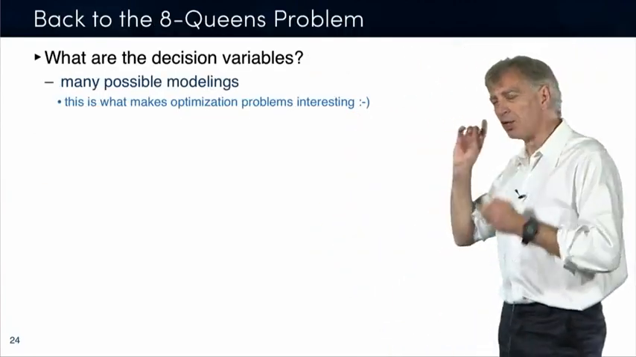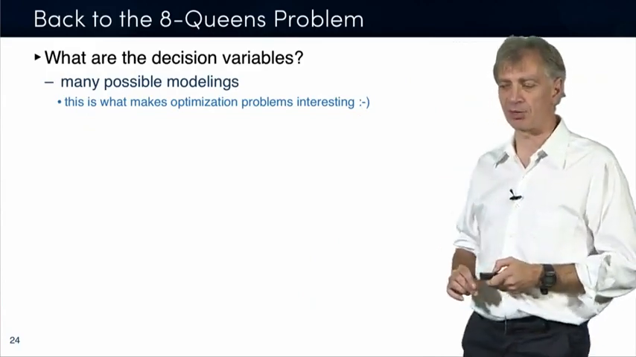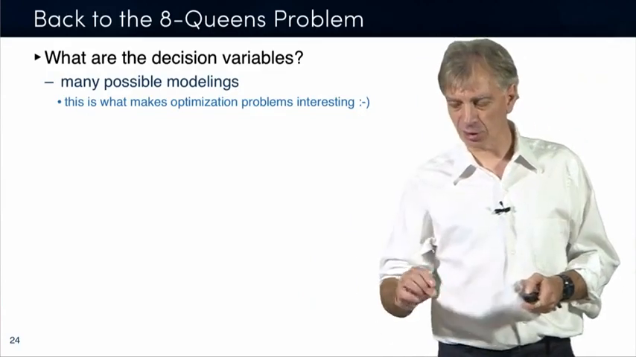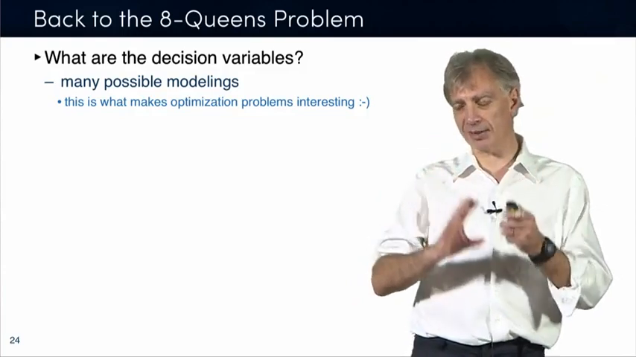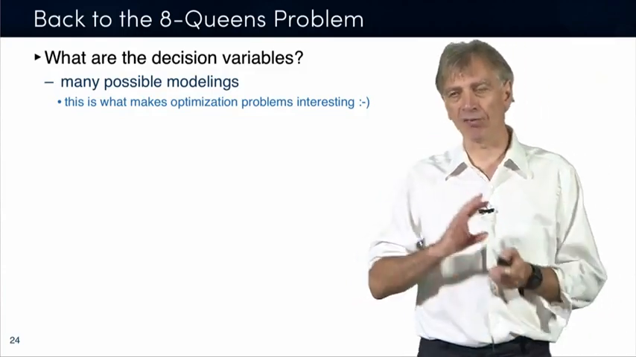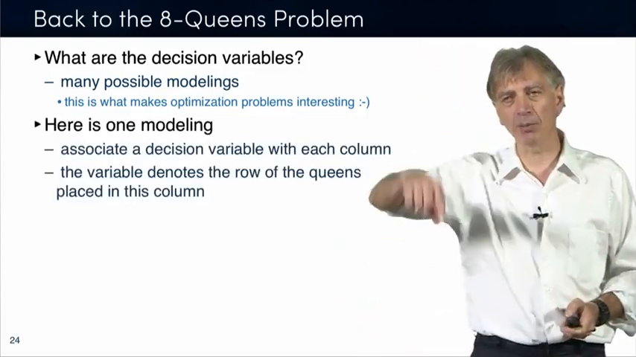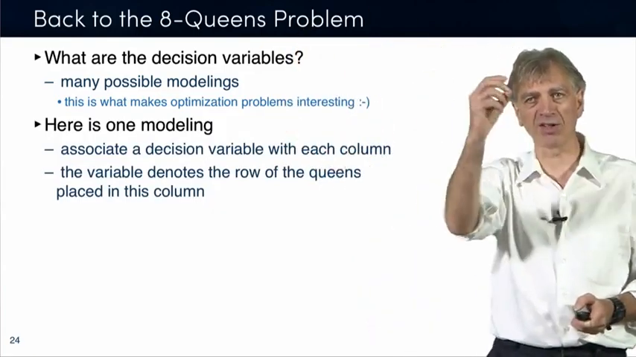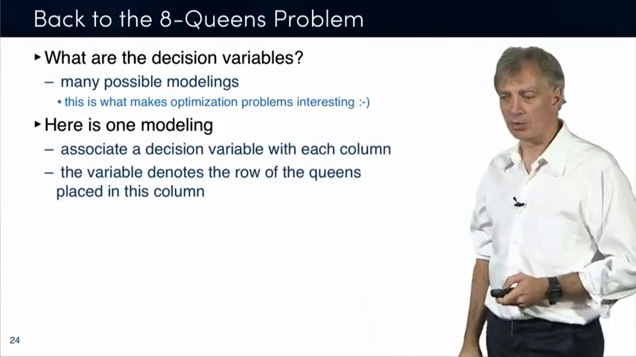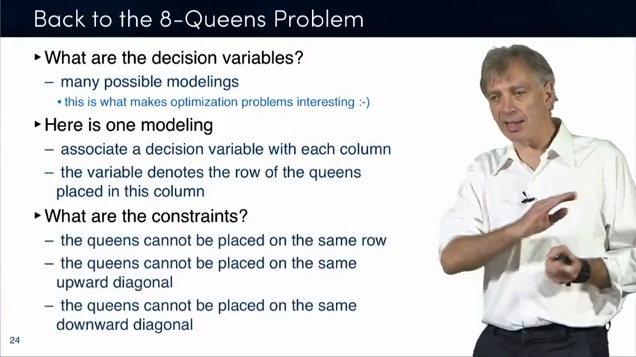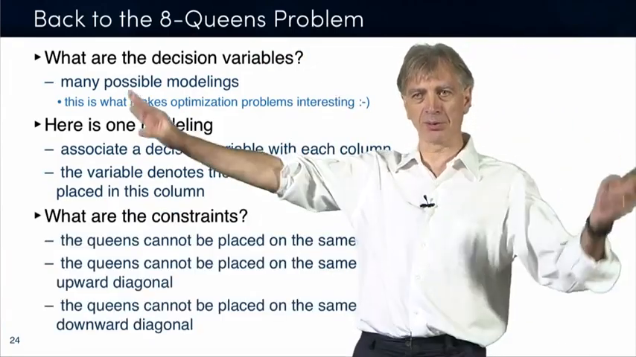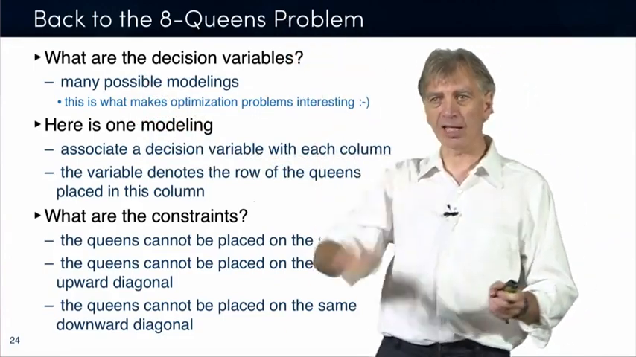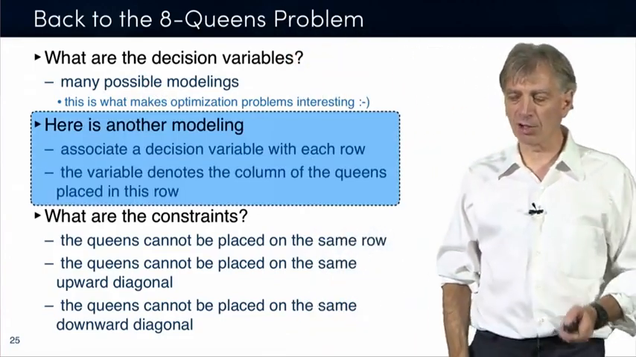We come back to the Queens problem that we started from in the first two lectures on constraint programming. I told you at that time that there were many models of the eight Queens problem, and one of them was to associate a queen with every column, and the decision variable would denote the row. That's one modeling, okay? And then the constraints would say the queens cannot be on the same row, upper diagonal, or lower diagonal. Here is another modeling.